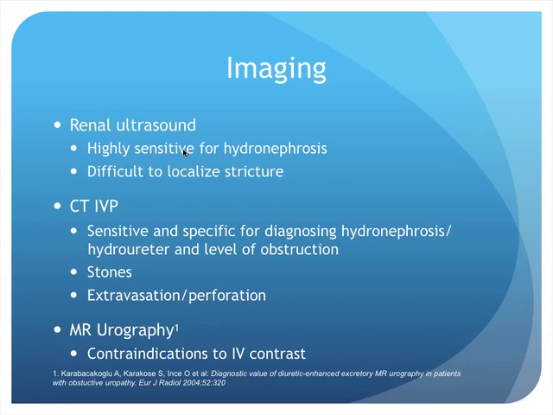So imaging, typically, initial imaging could include a renal ultrasound, which is highly sensitive for hydronephrosis, but not that great for localizing the site of a stricture. CT with contrast is much more sensitive and specific for diagnosing hydronephrosis and the level of obstruction as well. Plus, you can look for stones as well as extravasation or perforation. MR has also been shown to be highly sensitive and specific as well, and is comparable to CT scan. And is useful for patients with any IV contrast contraindications.